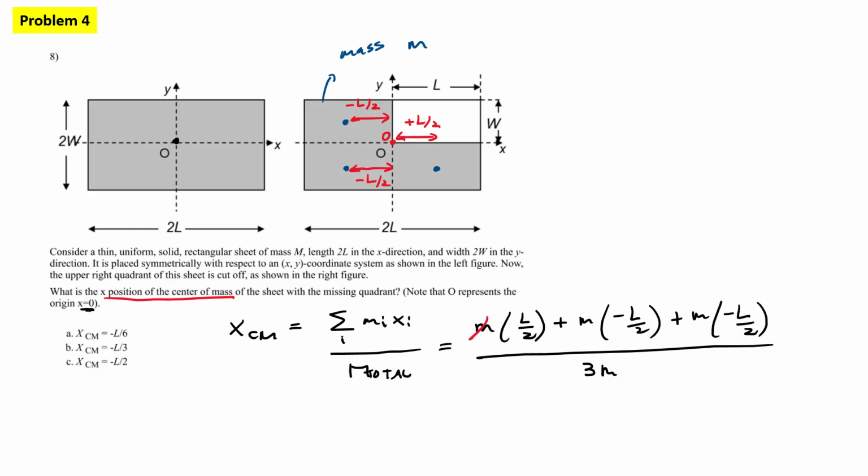The nice thing we see is that all of these masses cancel out. That's good. The next thing we see, we have positive L over 2 and we have minus L over 2, so we can cancel out one of those. And the only thing we're left with now is that X center of mass is equal to minus L over 2 divided by 3. Well, that's minus L over 6. That is the position of the center of mass. And that corresponds to choice A right here. So A is the correct answer.